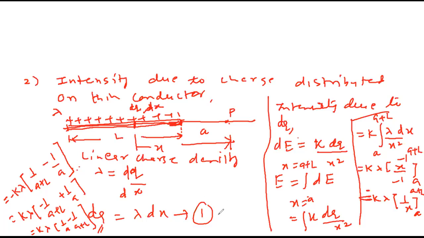Any doubt in the formula? K lambda, 1 upon a minus 1 upon a plus l. Okay, please write carefully everything. Again, I said the chapter is not very difficult. So many things are there that will make it difficult. At least 10 formulas we have to study for intensity. Same way nearly 5 to 7 for potential.